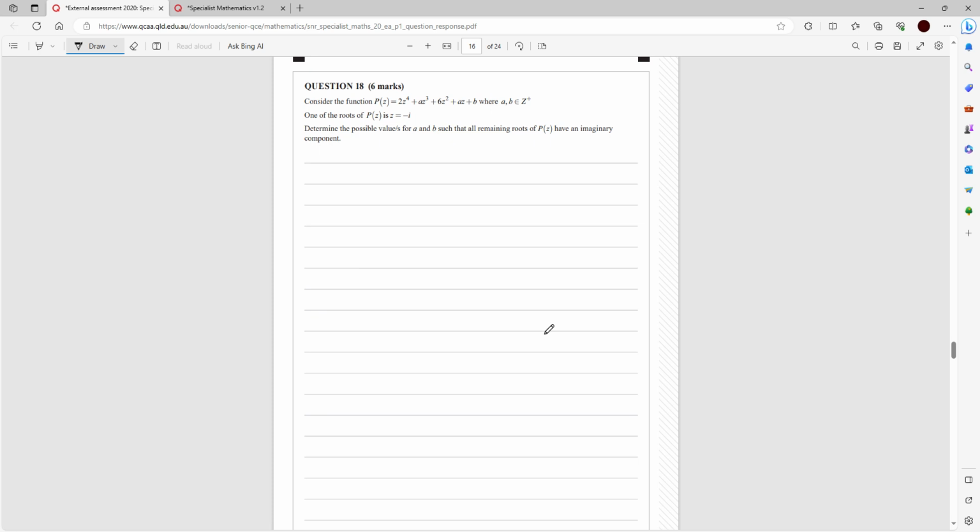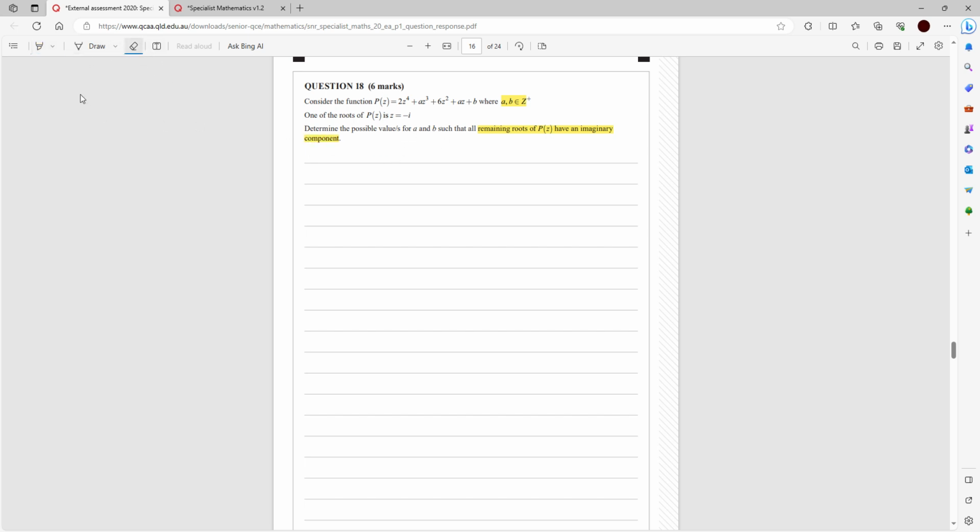Okay, so consider the function p of z, 2z to the power of 4 plus az cubed plus 6z squared plus az plus b, where a and b are positive integers, so that's important and we'll look at that later. One of the roots of p of z is equal to negative i. Okay, determine the values of a and b and the remaining roots. Now they have imaginary components. The remaining roots have imaginary components, so that will be important later on as well.